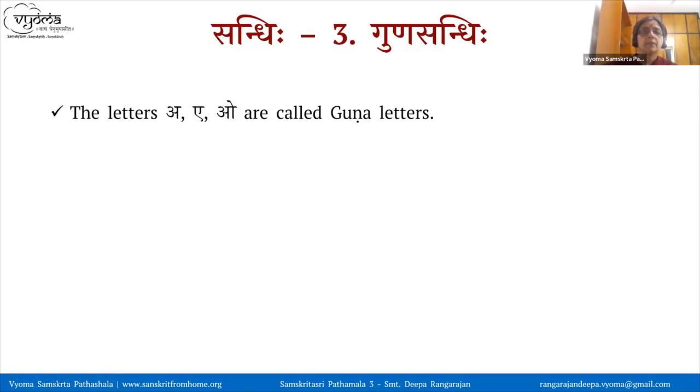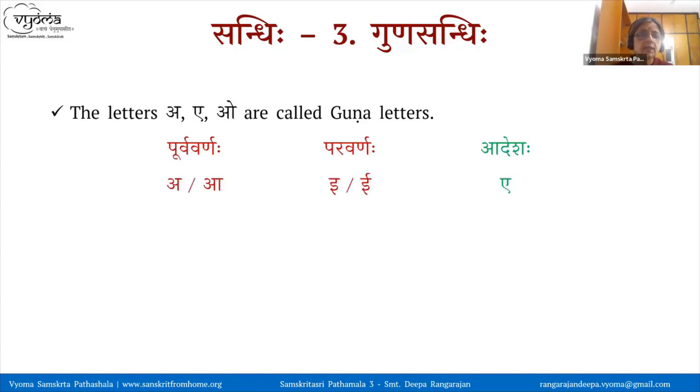Okay, so the second part is Prakriti Bhava. I think that's why Guna Sandhi is numbered as number 3. The letters A, E and O are called Guna letters. This is a particular nomenclature, the collection involving Akara, Ekara and Okara. And when I say Akara, it is only the Hrasva Akara, not the Dirgha Akara or the Pluta Akara. So A, E and O are called Guna letters.